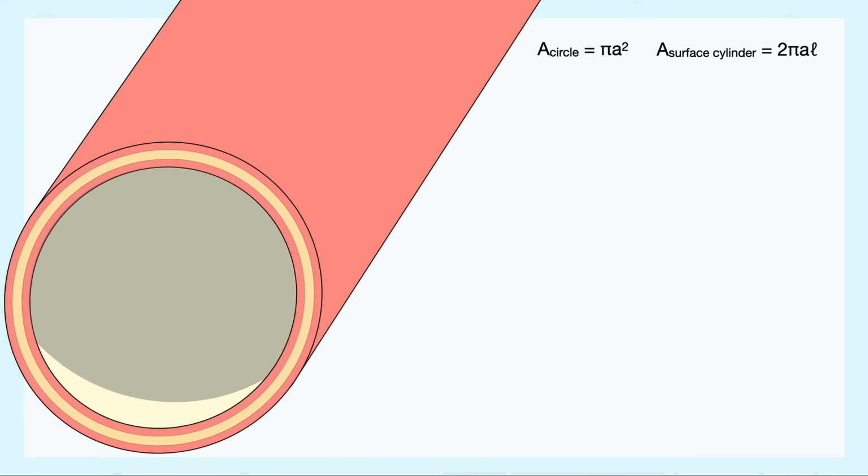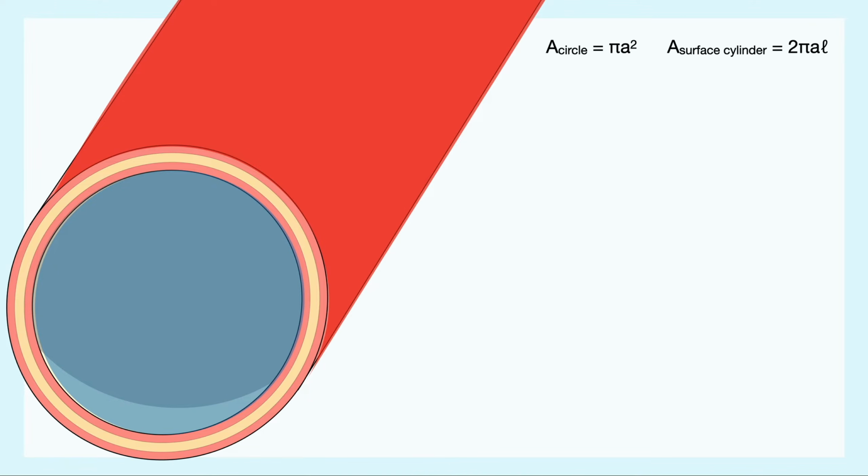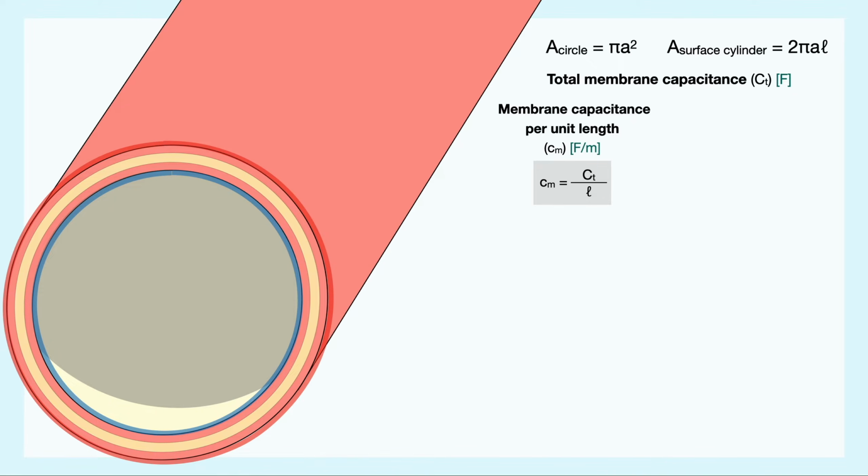Now, regarding the actual electrical parameters, remember that our cylinder is made out of a plasma membrane, so here again, our cylinder will generate some form of capacitance by separating positive red charges from negative blue charges. If we consider the total capacitance of the cylinder, noted CT, we can determine the membrane capacitance per unit length, noted lowercase cm, by dividing the total capacitance by the length.